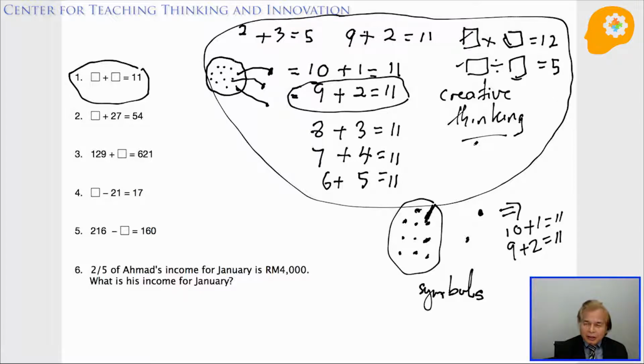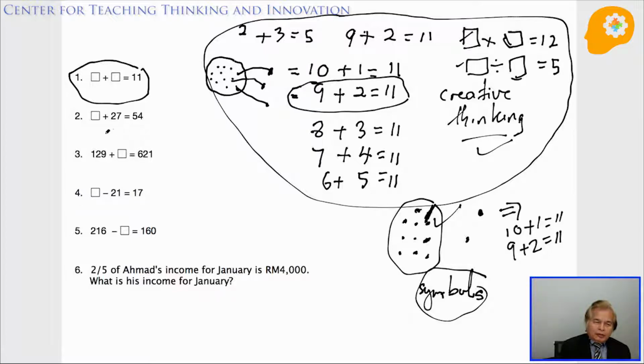This is visual thinking. This one they use not only visual, they can feel. This one is visual, and later on they know, oh, mentally 10 plus 1 is 11, 9 plus 2 is 11. Or you can also change that from 11 to 12. And in many ways you can develop questions for them to think, right?